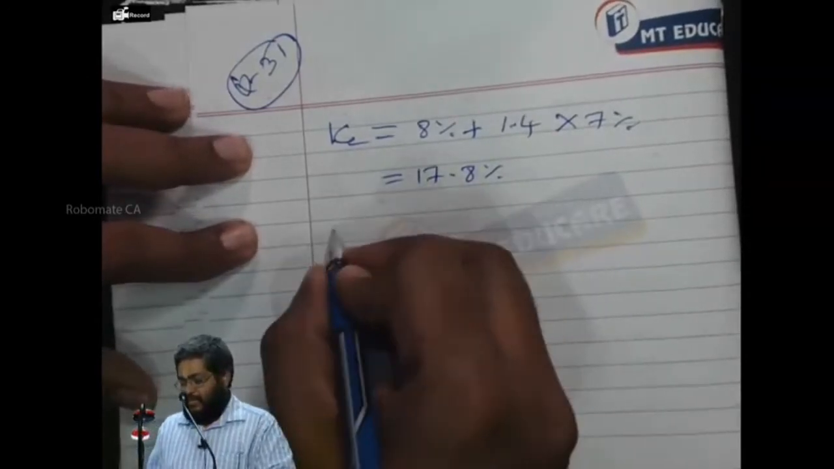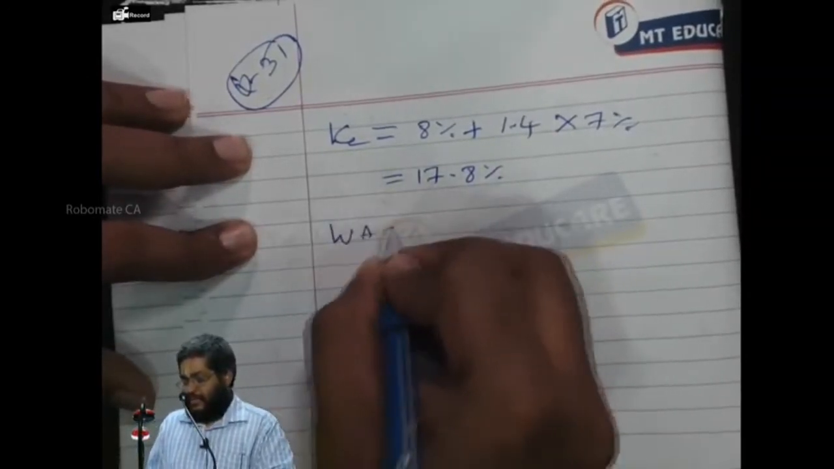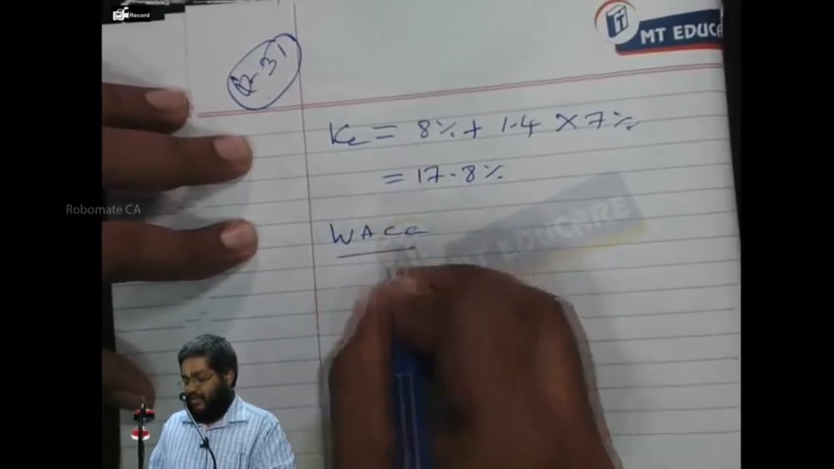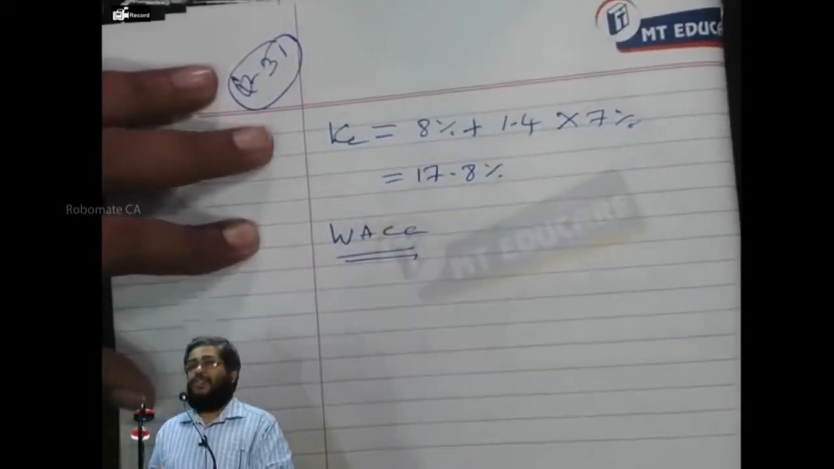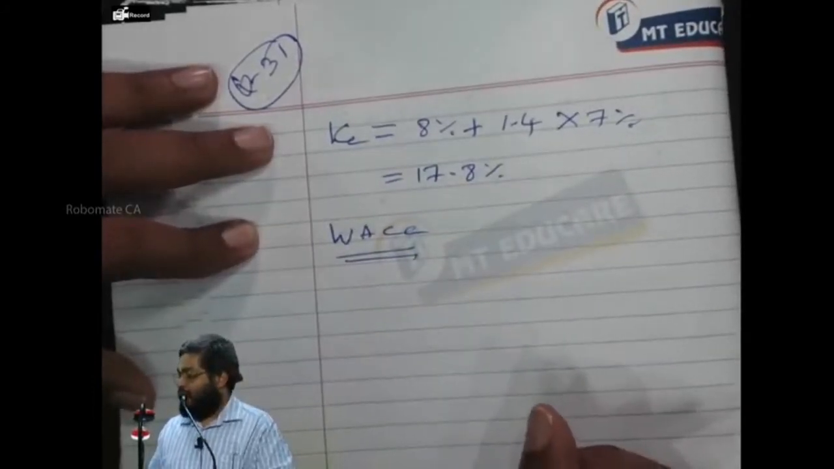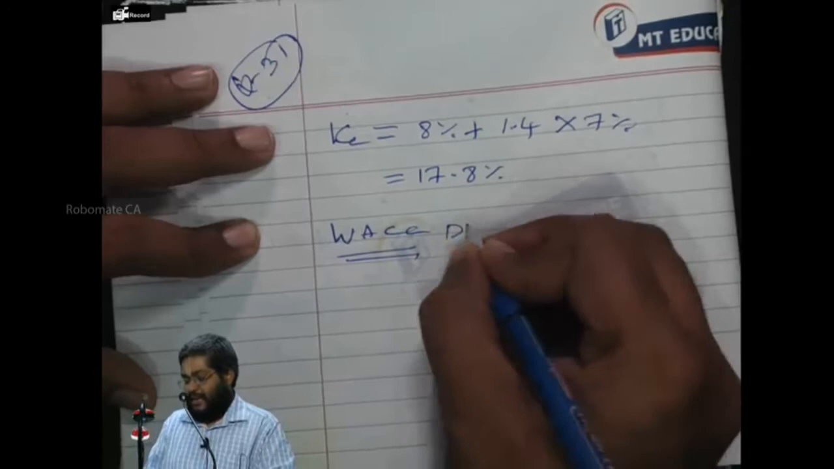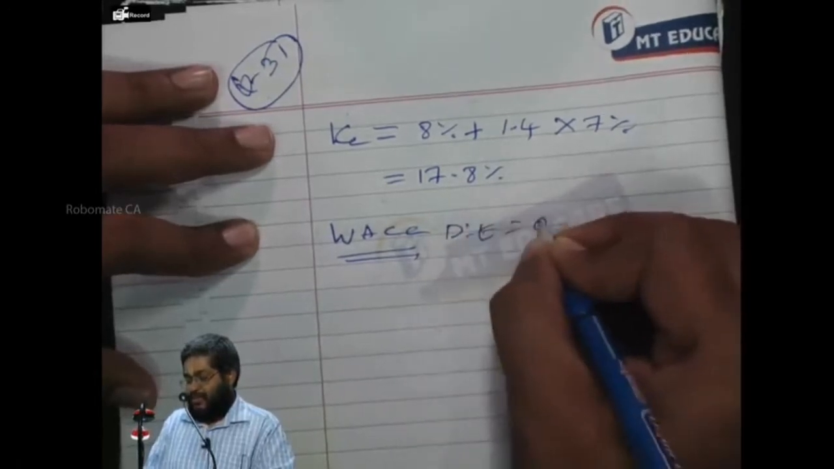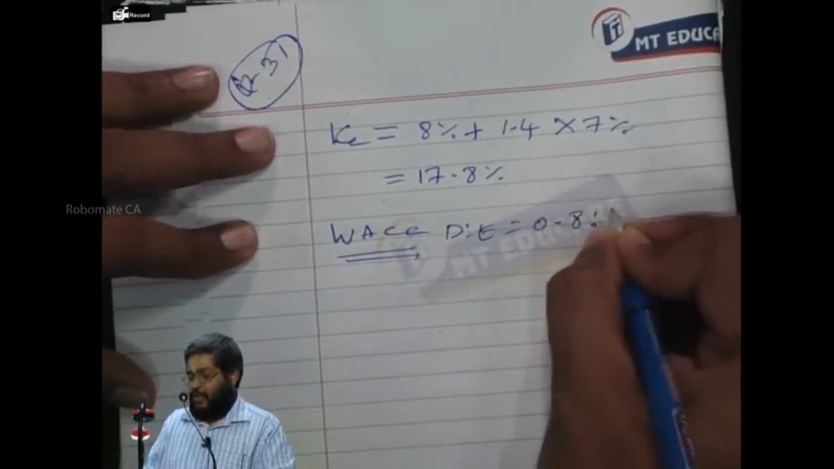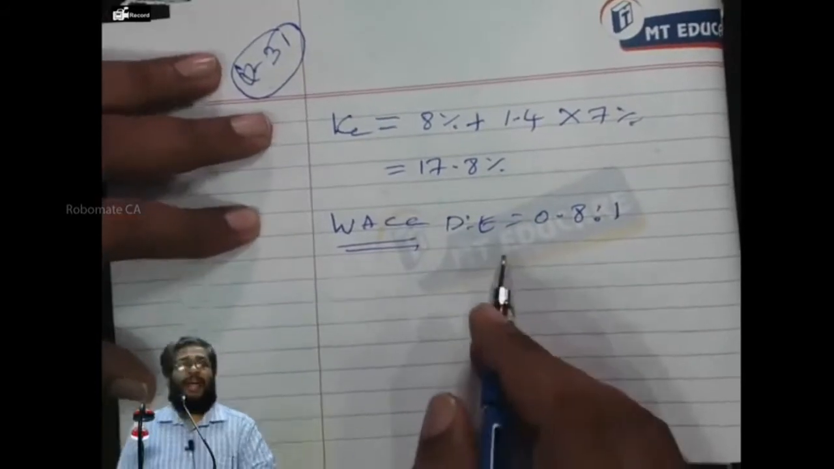Tell me, what is the next item? WACC, the weighted average cost of capital. Now, just so as not to make a mistake, tell me what debt equity mix is given here? Debt to equity is 0.8 to 1. In other words, what is the total capital?